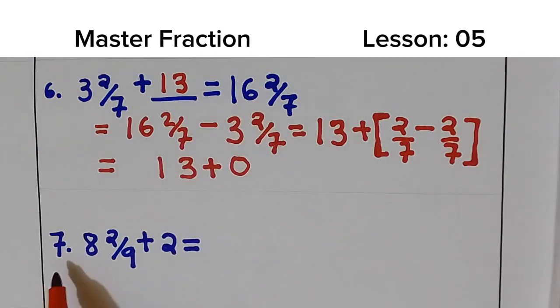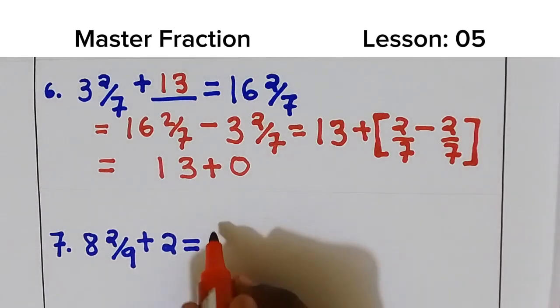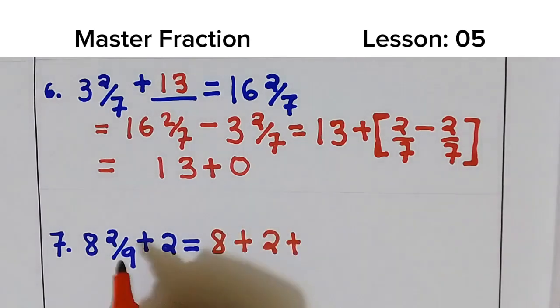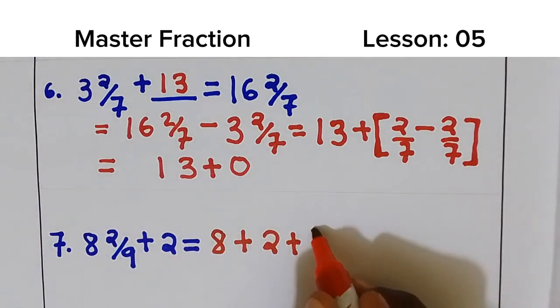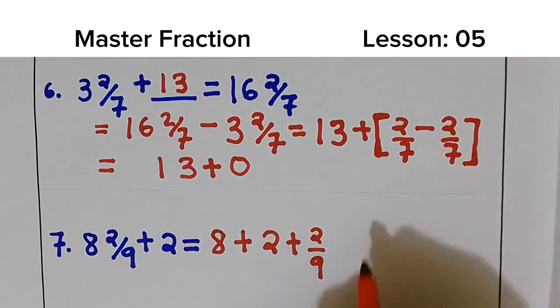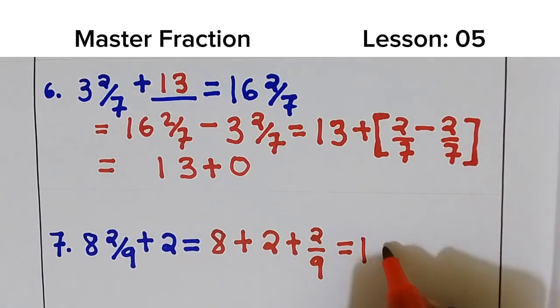Let's finish question number 7, which we have 8, 2 over 9 plus 2. I'll take the whole number plus whole number, that is 8 plus 2. Then I'll add with the fraction, which is 2 over 9. So plus 2 over 9. The whole number 8 plus 2, I'll get 10. And the fraction is 2 over 9.